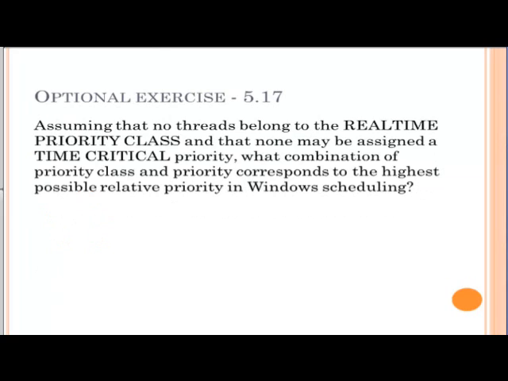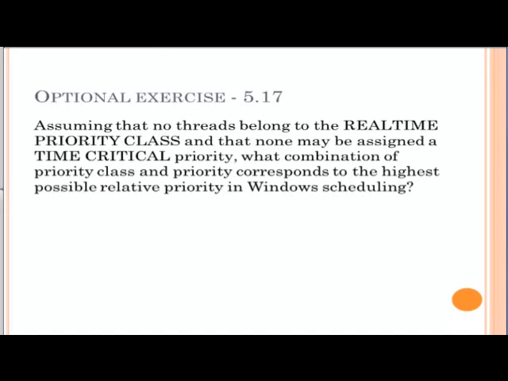These are the numbers. Okay, now this one: assuming that no threads belong to the real-time priority class and that none may be assigned a time-critical priority, what combination of priority class and priority corresponds to the highest possible relative priority in Windows scheduling? Again, you have to understand how Windows does its scheduling. How were the numbers set up? How were the priorities set up?